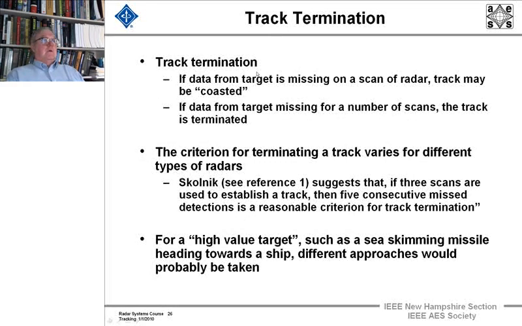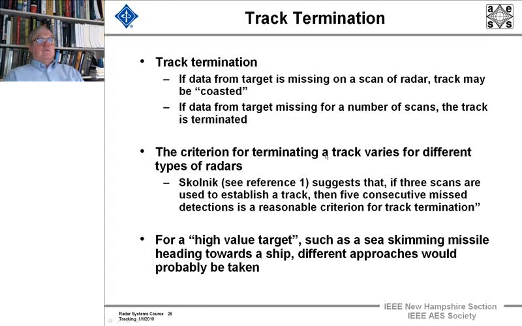Now the function of track termination is obviously to end the track when we don't see it anymore. But data might be missing just for a scan or so, and the target may be coasted. On some digital displays, a question mark rather than a track mark will be displayed, saying we didn't get any data, but we think it's probably there. And in many cases, since radar targets don't have a probability of detection of one, you will coast from the ith scan to the ith minus two scan, and then pick it up cleanly again. If data is missing from a number of scans, then the track will be terminated.